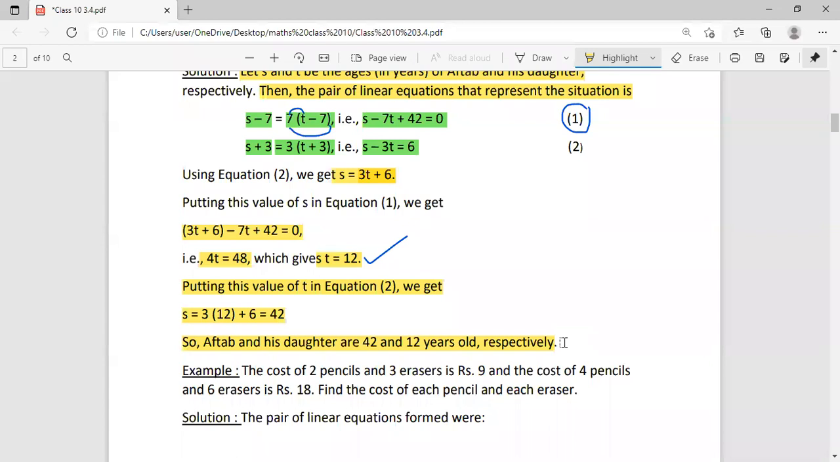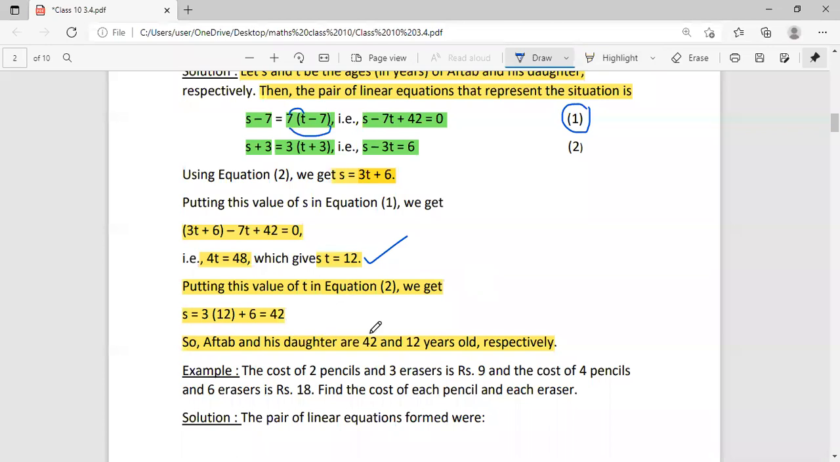Okay. This is how we are solving the problem using the substitution method. Again, in such kinds of problems, you have an advantage. How do we have an advantage? See here, you can cross check your answer also.